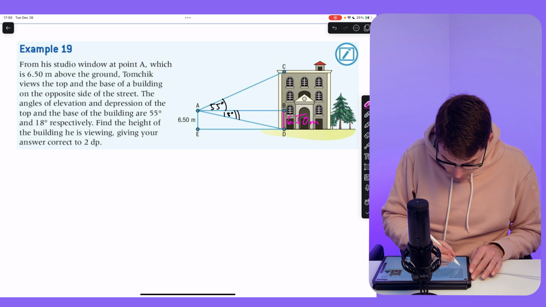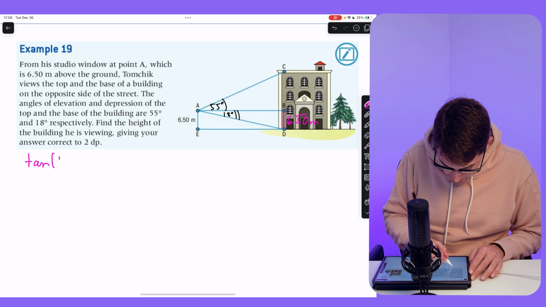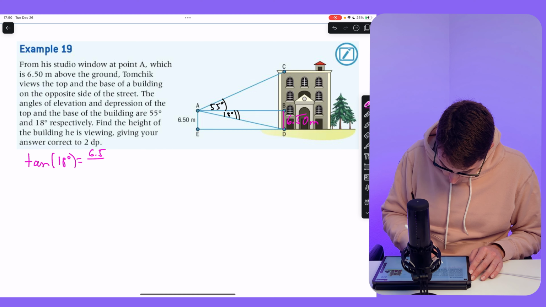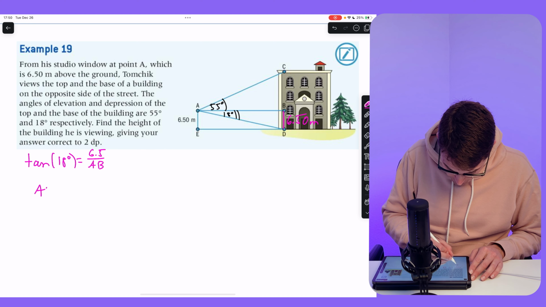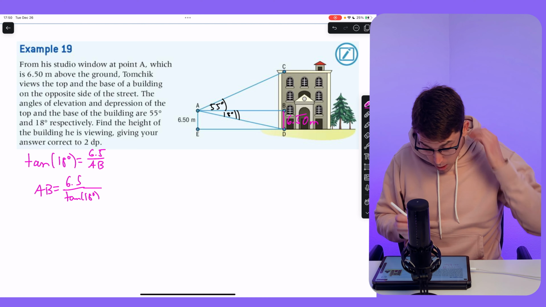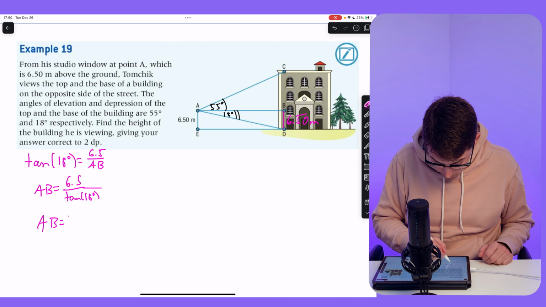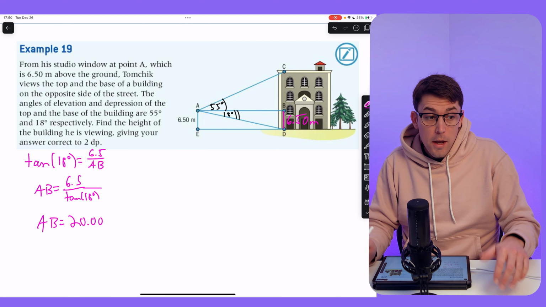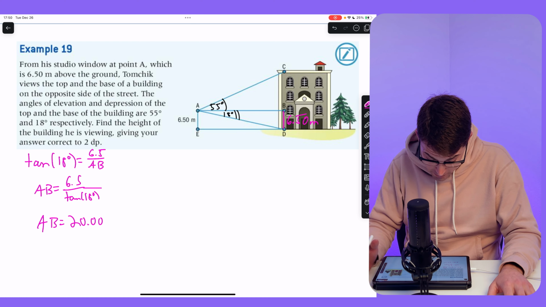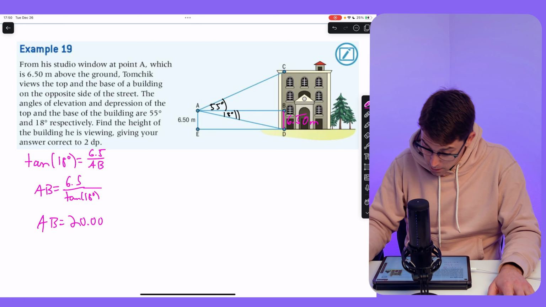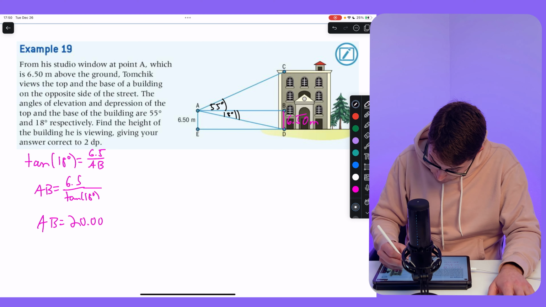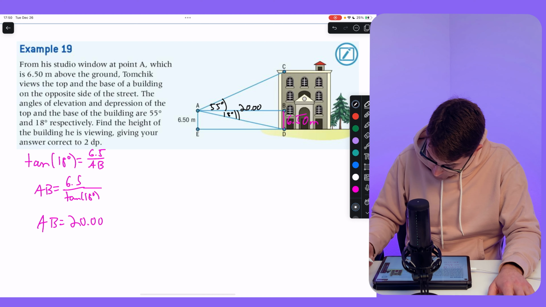So which one takes into account opposite and adjacent? That's tangent. So the tangent of 18 degrees is going to be equal to opposite 6.5 all over AB, meaning that AB is going to be equal to 6.5 all over the tangent of 18. Now, what does that equal? Well, you can put that in your calculator, and you'll find that you'll get 20.00. Now, this is 2 decimal places because that is what the problem is asking for, so I'm going to leave it like that. So I'll go ahead and add this into the diagram, that this right here is 20.00.